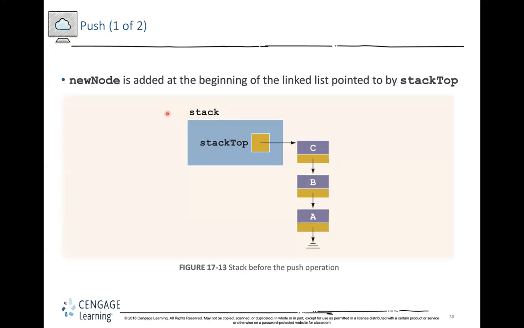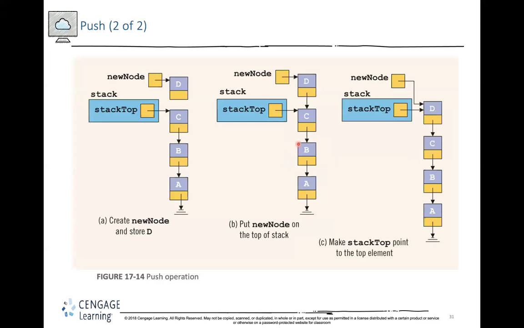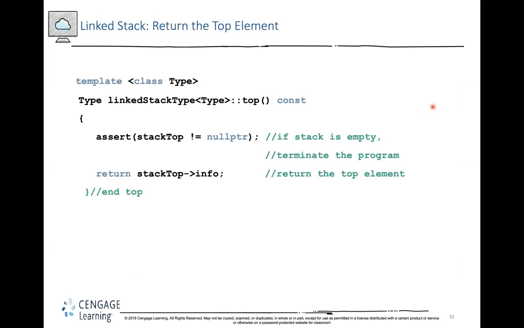To push a node or element onto the stack, remember the stack top points to the top, and then you create a new node. You want to push this onto the stack. So first you insert that new node into the linked list. It's the new head. Then you move the stack top to that new element. Now we've pushed this new element onto the stack. To return the top element, it will essentially retrieve it from that stack top pointer.